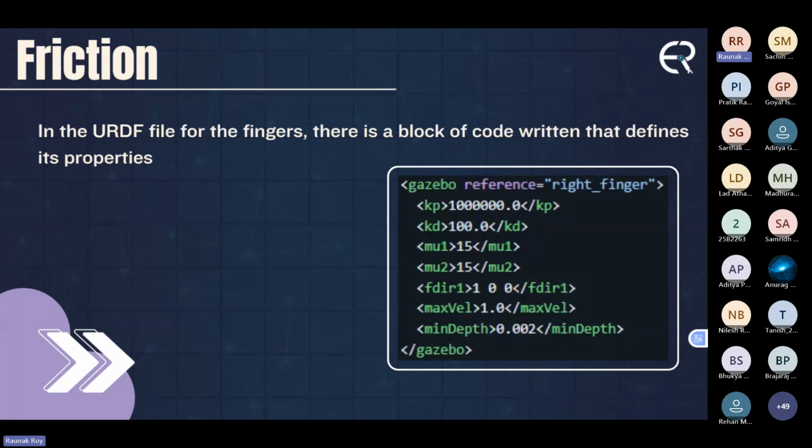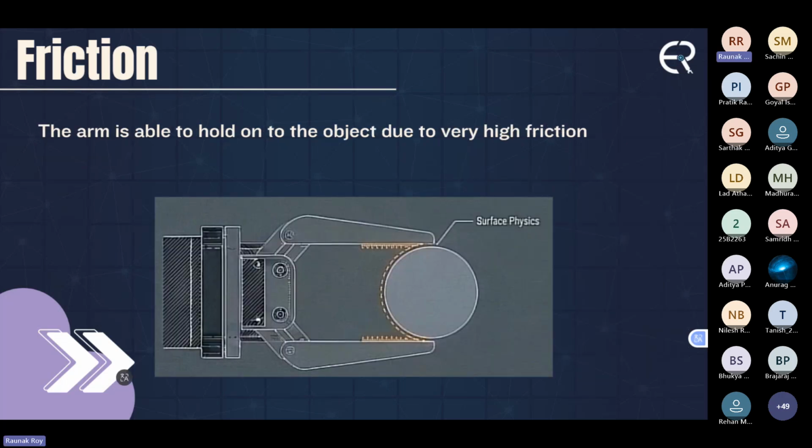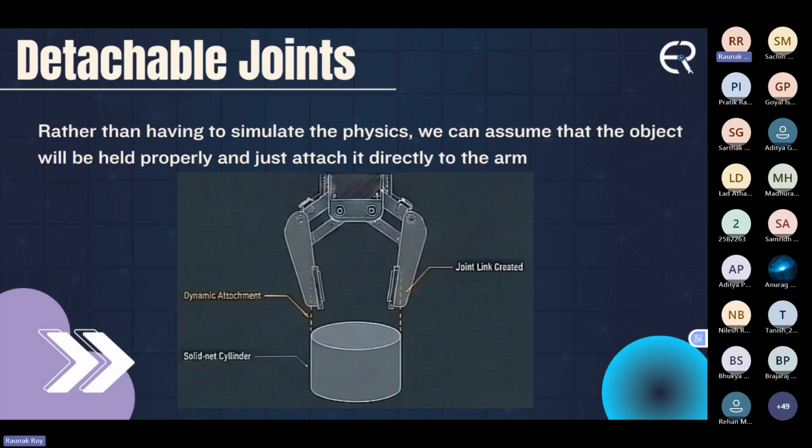You remember from our URDF code for the fingers, we have given very high values of friction. This is to ensure that the object just does not slide off. However, simulating friction for every object gets computationally expensive, especially in large maps with large amounts of objects. So we can use a different method called detachable joints. This one assumes that the object can be held properly by the arm. And so we'll just attach it directly using a fixed joint constraint.